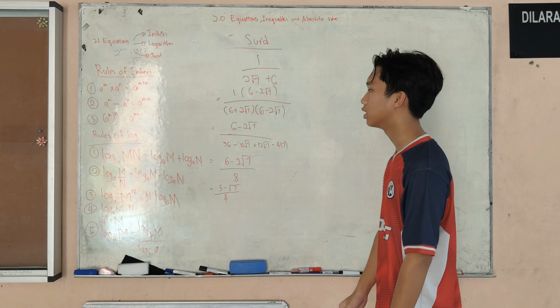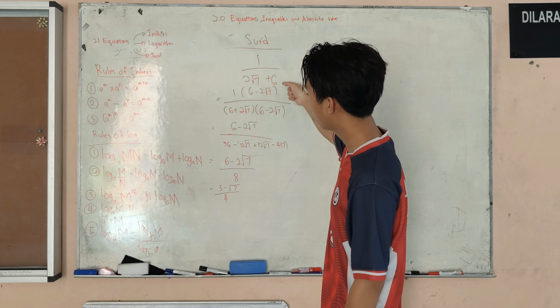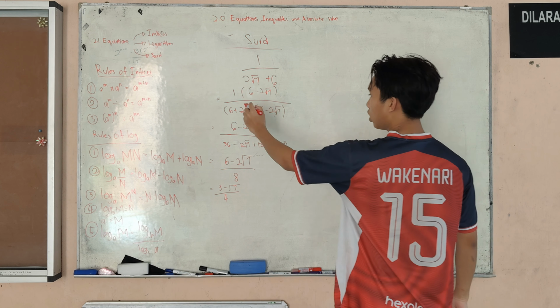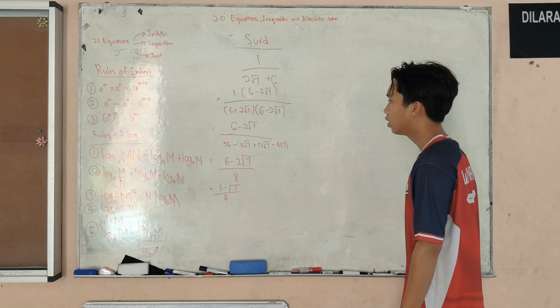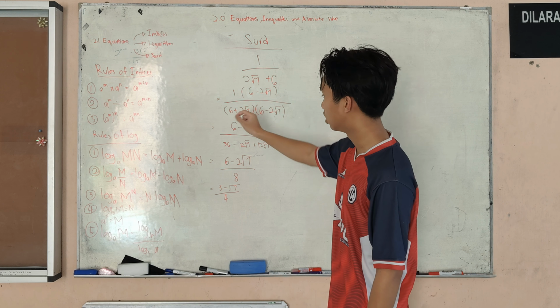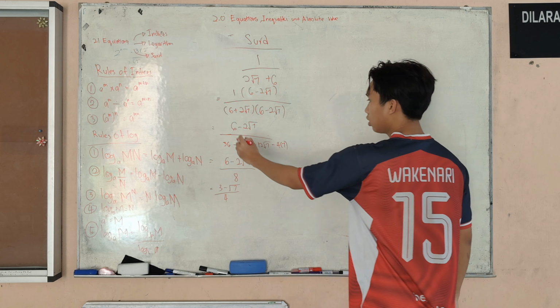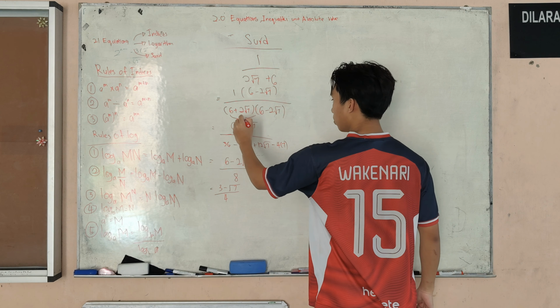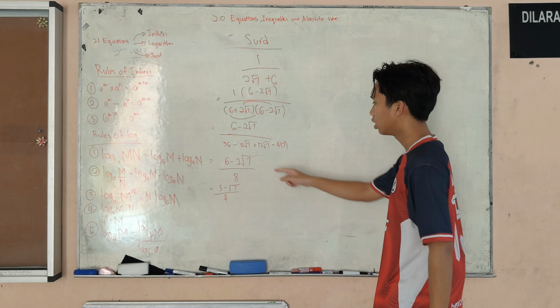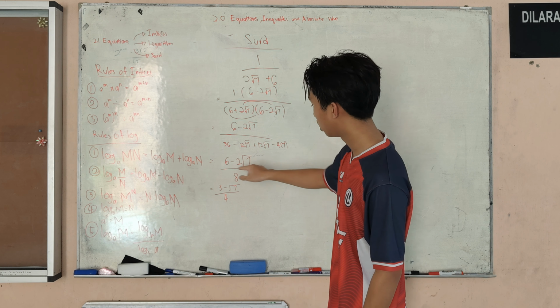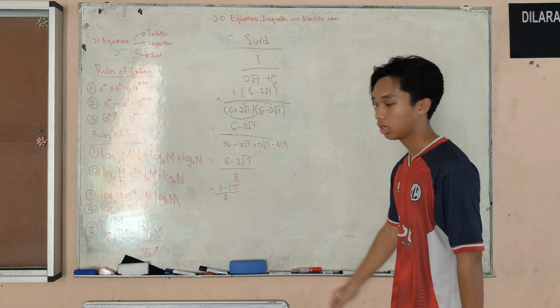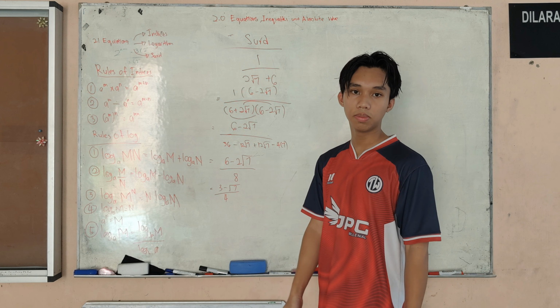Now, we cannot just multiply it in the denominator, we need to multiply both the numerator and denominator. So now we have 1 times 6 minus 2 surd 7 in the numerator. After we multiply, the surd will be removed from the denominator, and our surd is already simplified.